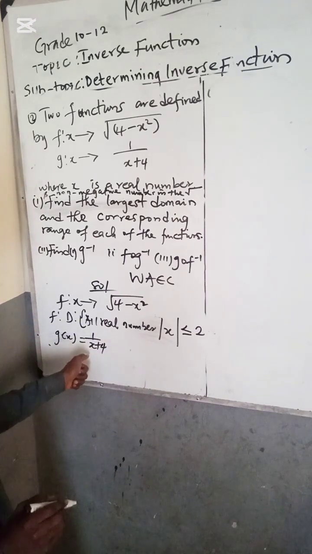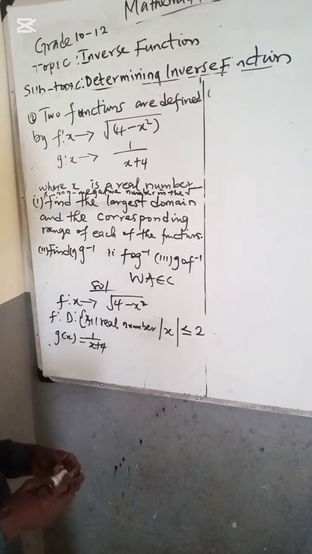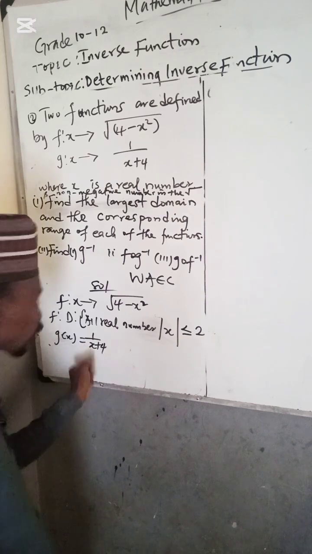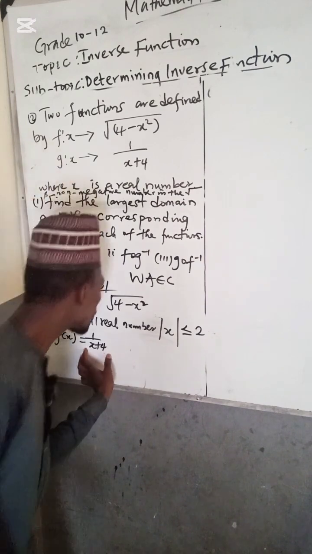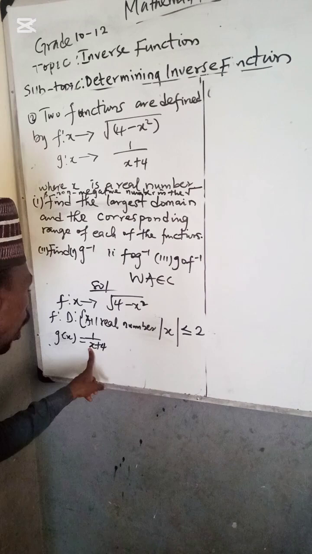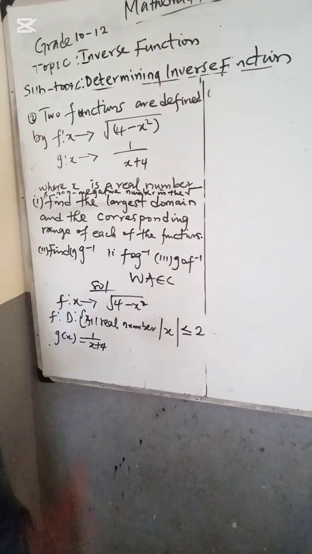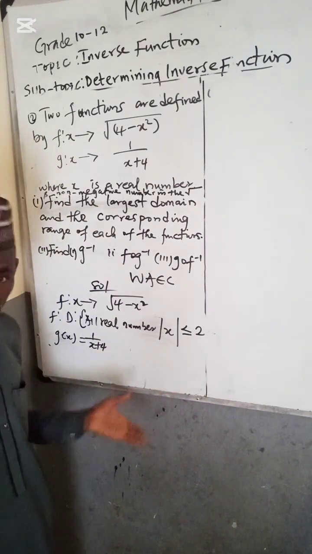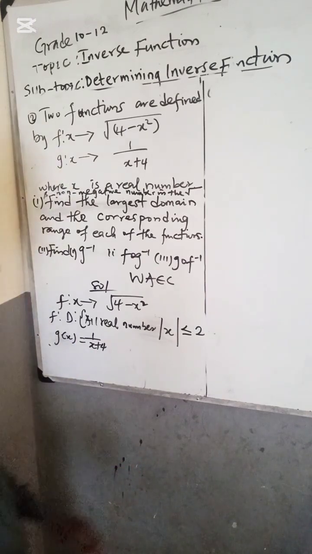Now, since we're talking about the domain, the input, if we input minus 4 here, this becomes minus 4 plus 4, that gives you 0. Then 1 divided by 0 in mathematics is infinity. Therefore, minus 4 will not work here.